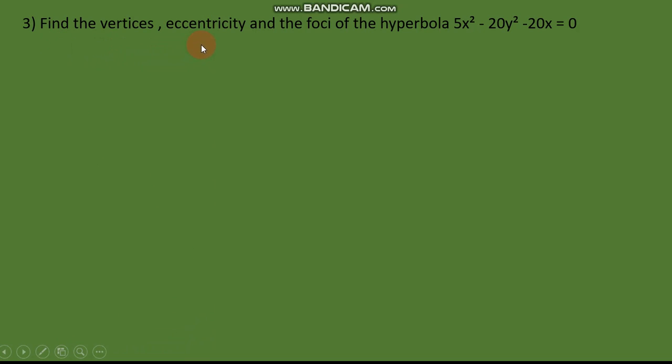Find the vertices, eccentricity and the foci of the hyperbola 5x² − 20y² − 20x = 0. So look at the given equation. This equation can be rewritten by regrouping x² and x at the same place. Then we take 5 common from these two terms only.